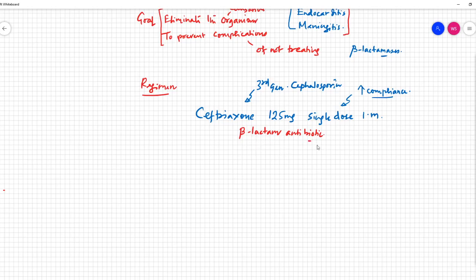So this should be given only after doing a skin test for beta lactam hypersensitivity in the patient. Now, suppose the patient is allergic. If the patient is allergic, then allergic to what? To beta lactam antibiotics. Then the choice of drug is spectinomycin.